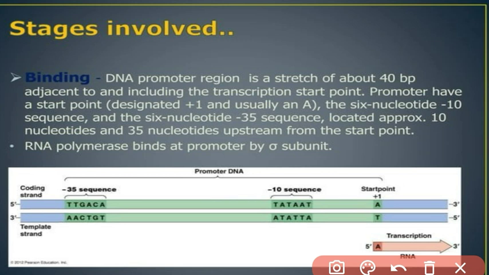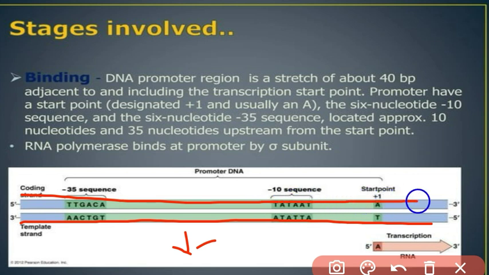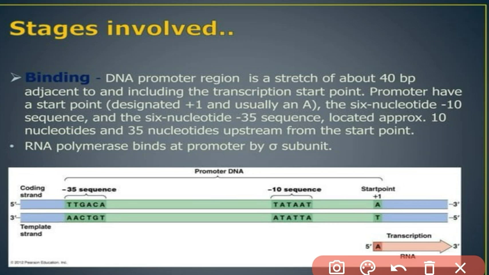Here in this image there is one DNA. In this DNA, the strand which runs in a 3' to 5' direction is the template strand, and this strand gets converted into a messenger RNA. This strand is the non-template strand. Here is the start point or the +1 point from which the first 5' nucleotide of the RNA is formed, that is an adenine.